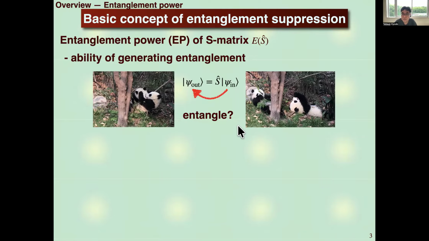Now we are considering the hadron scattering, which can be viewed as the S matrix that characterizes the quantum scattering, which changes the initial scattering state to a final scattering state. And we define the so-called entanglement power of the S matrix, that quantifies the ability of generating quantum entanglement through the scattering process. So each state, the initial state and the final state, has some different entanglement structure, and the S matrix can change this entangling structure from the initial state to the final state. In some cases, it generates entanglement. In some cases, it reduces some entanglement.